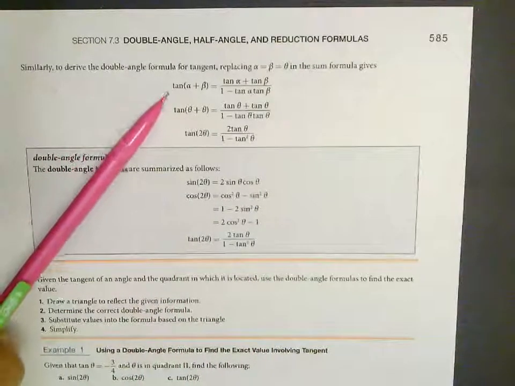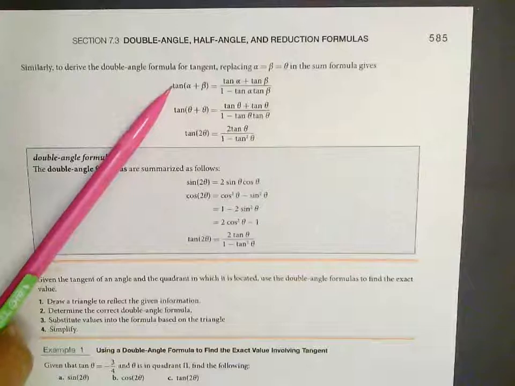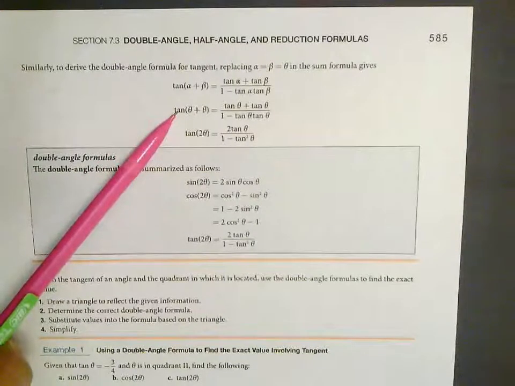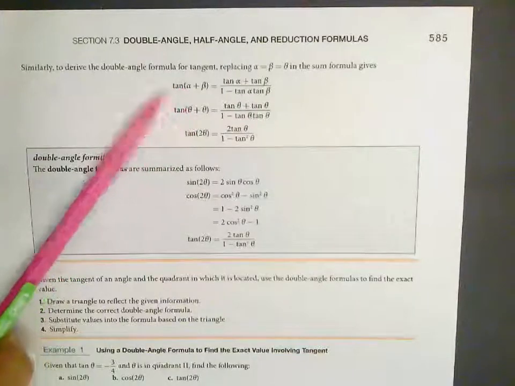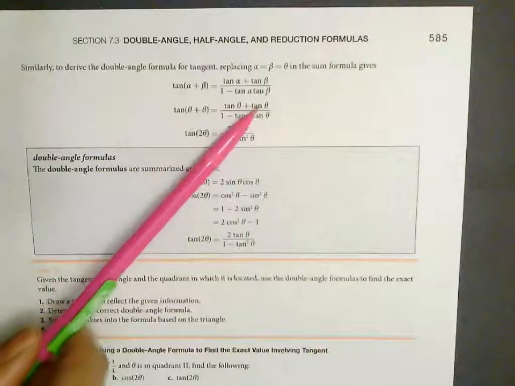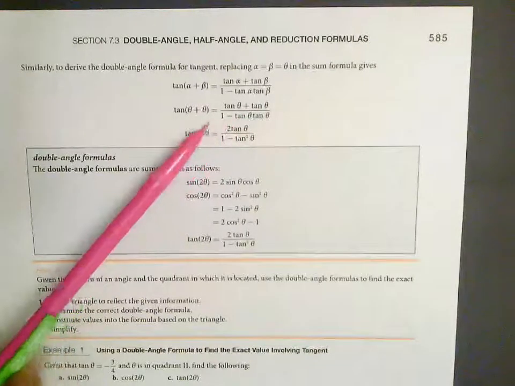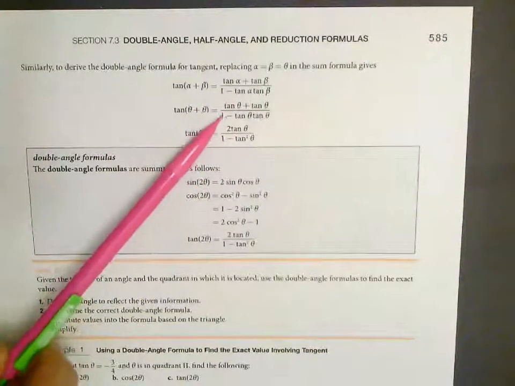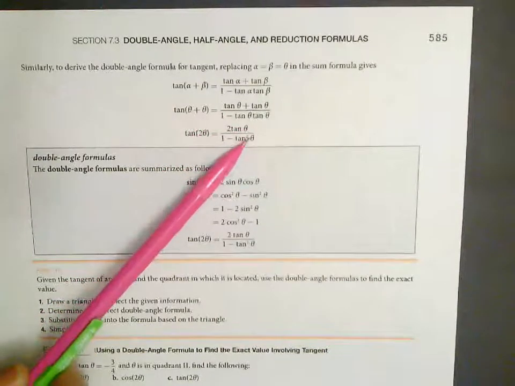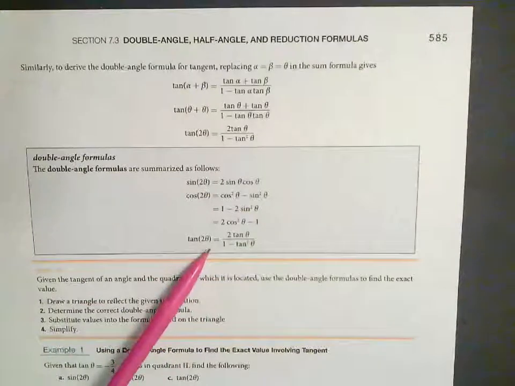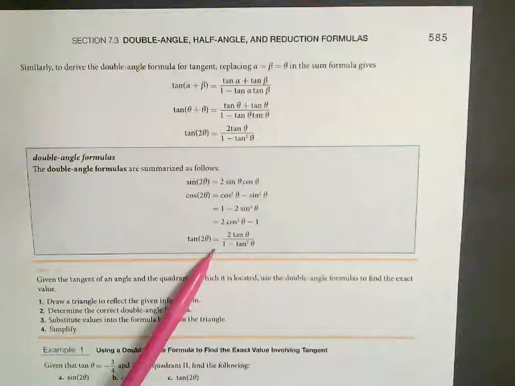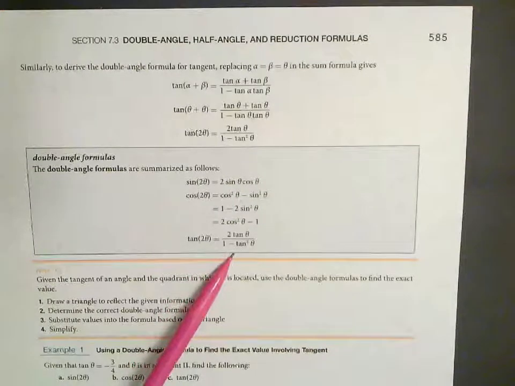Here is an example of how we use our tangent sum formula and our double angle tangent. You see the alpha and the beta are the same, and we use this formula. So this becomes tan of alpha plus tan of alpha, which is 2 tan of alpha, all over 1 minus tan of alpha times tan of alpha, which is 1 minus tan squared of alpha. See, that's how we're using the sum formula for tangent to derive our double angle formula for tangent.